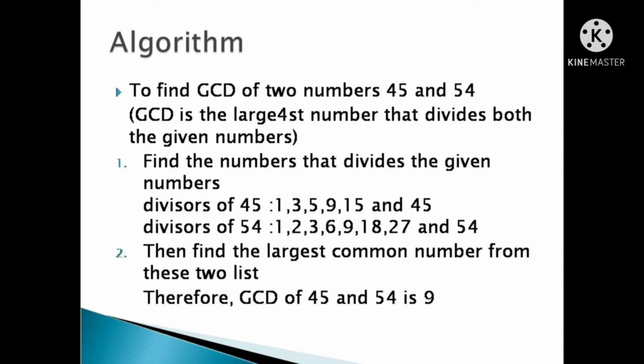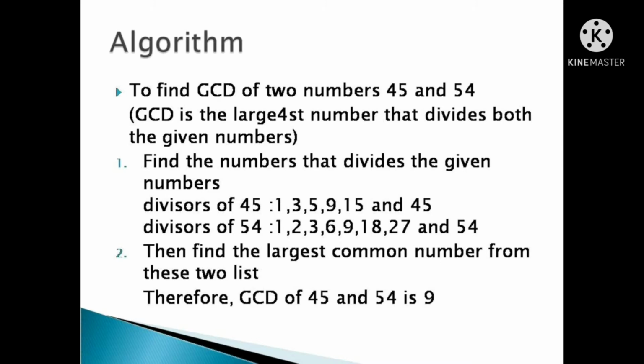See another example. Write the algorithm to find the GCD of two numbers, 45 and 54. GCD is the largest number that divides both the given numbers. For that, the first step is to find the numbers that divide the given numbers.